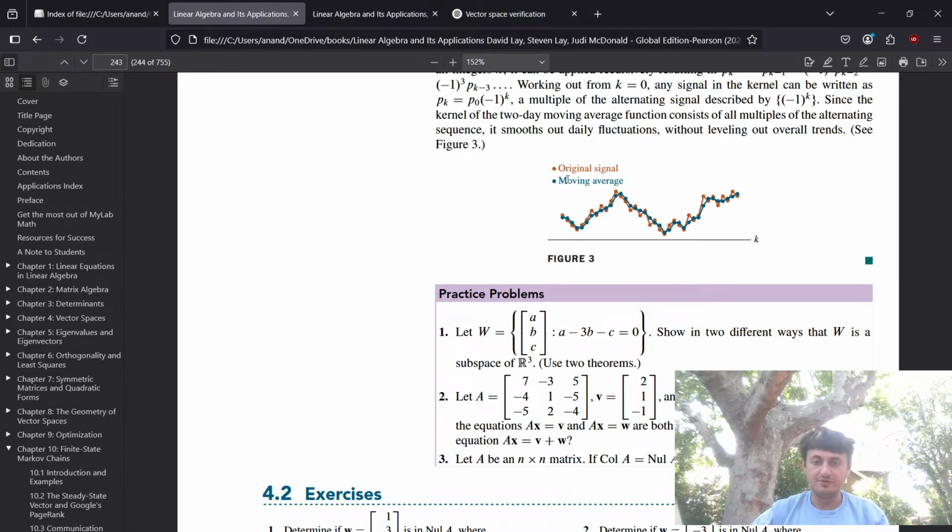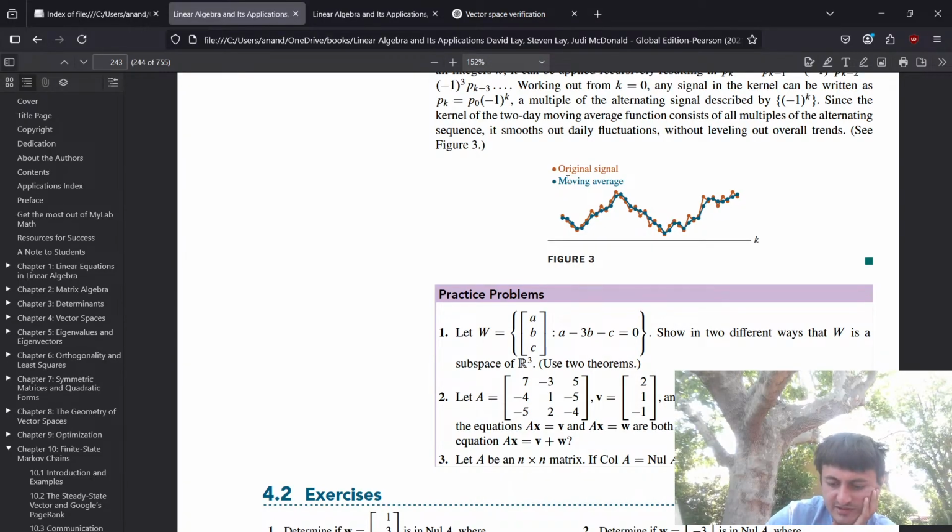Whew. Blowing through these sections, man. Okay, so W is equal to (a, b, c) such that a minus 3b minus c is equal to 0. So what we can do is put this in that classic parametric vector form. So we have a is equal to 3b plus c, right?